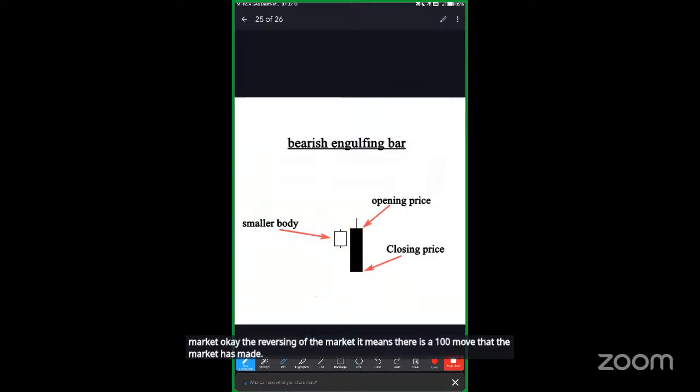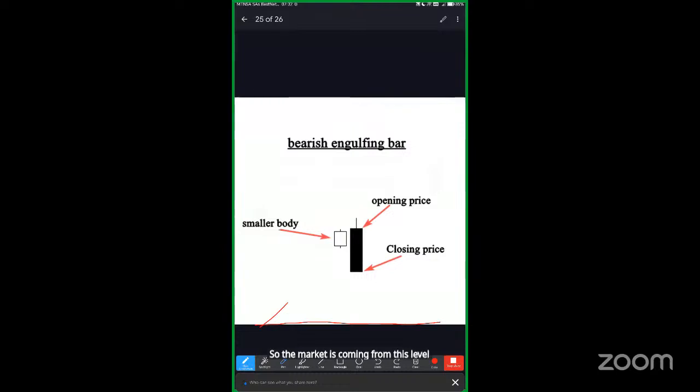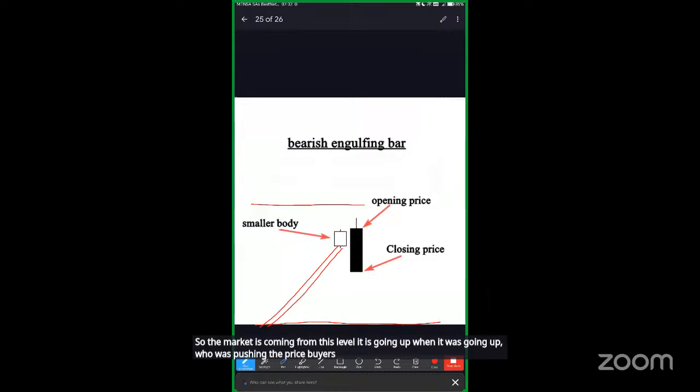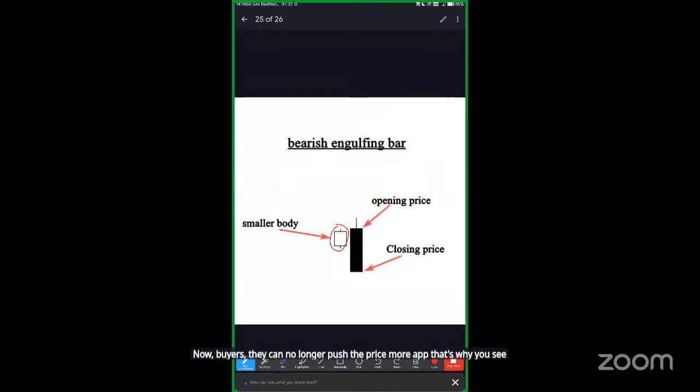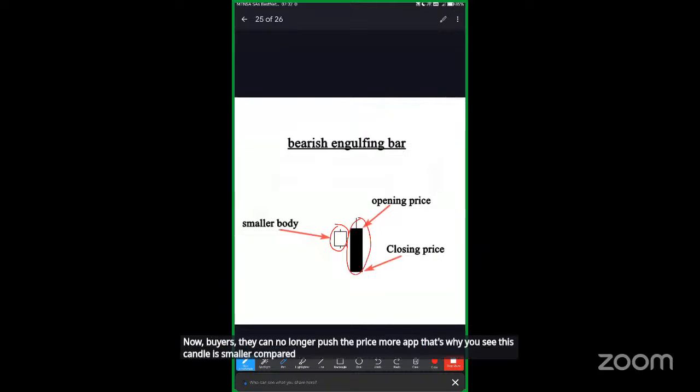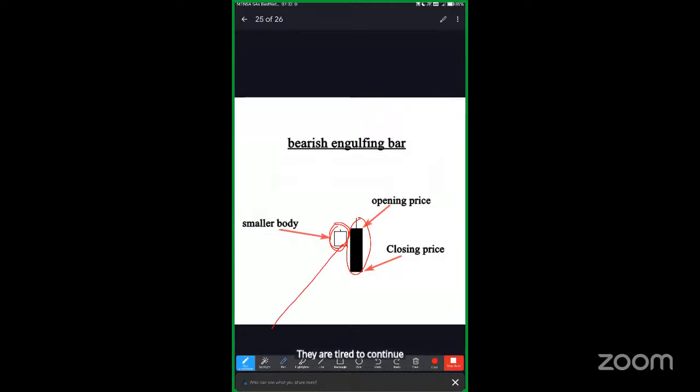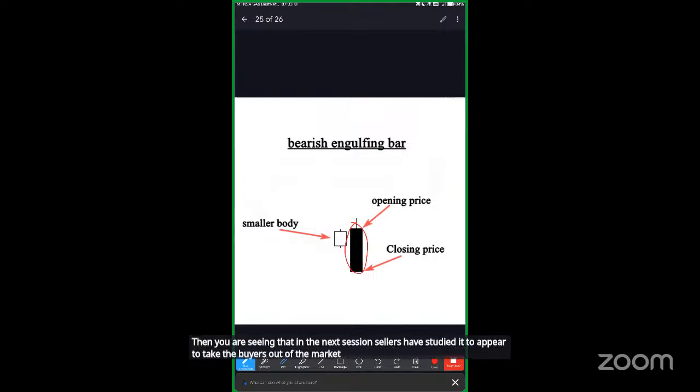So the market is coming from this level, it is going up. When it was going up, who was pushing the price? Buyers. So they reached this level. Now buyers can no longer push the price higher. That's why you see this candle is smaller compared to this one. Buyers are tired. They are tired of continuing to push the price up. Their muscle can no longer hold. Then you are seeing that in the next session, sellers have started to appear to take the buyers out of the market or out of control.